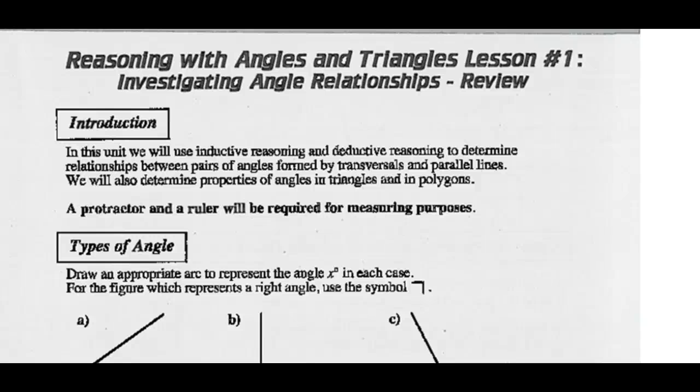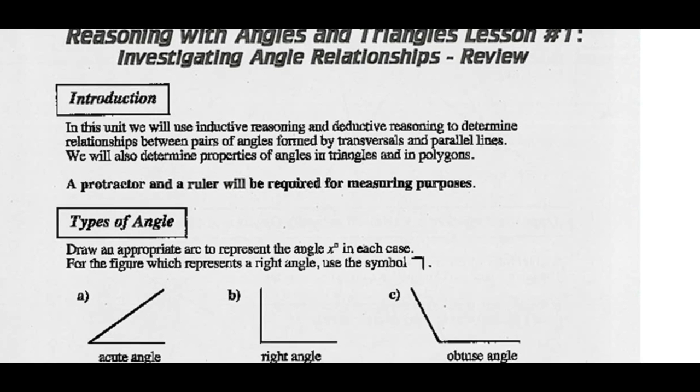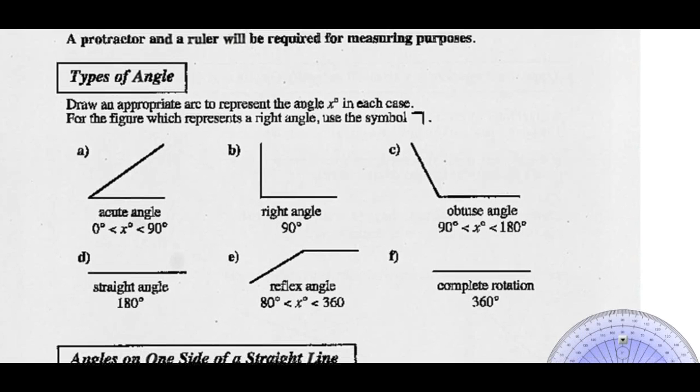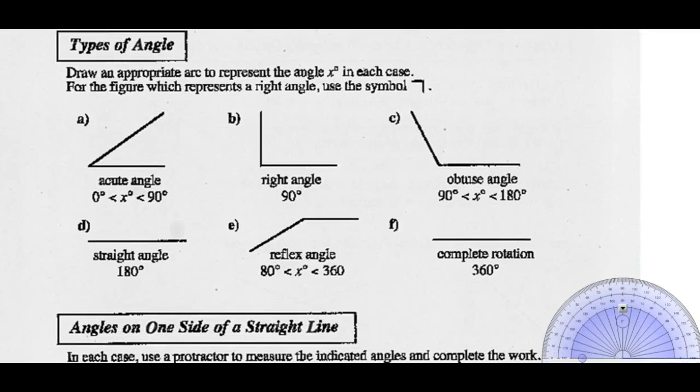Hey, Math 20-2. Today we're going to look at lesson 1 of reasoning with angles and triangles. We're going to do a little investigating angle relationships review. So, you want to have a protractor and a ruler with you. If you haven't got one, you can get one from the teacher.